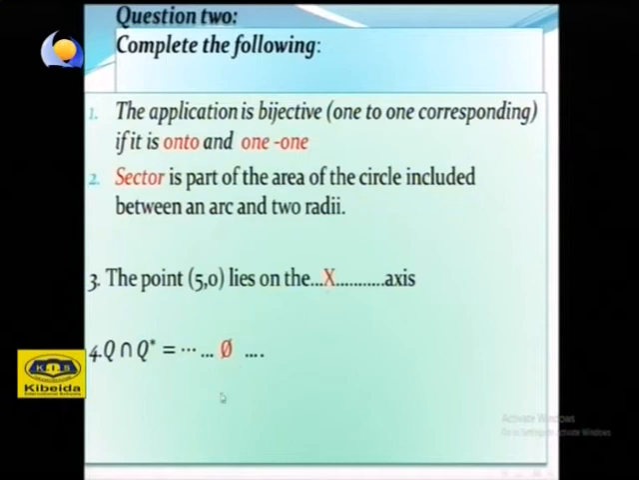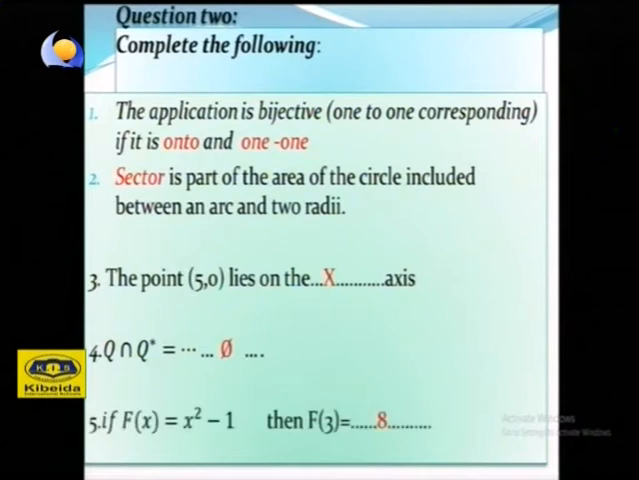So number 4, Q intersection Q star. We all know that intersection means the common elements. Are there common elements between rational and irrational numbers? Is there a number that can be rational and irrational at the same time? Of course, the answer is no. So the answer here is phi, and we mean by phi the empty set, without elements.